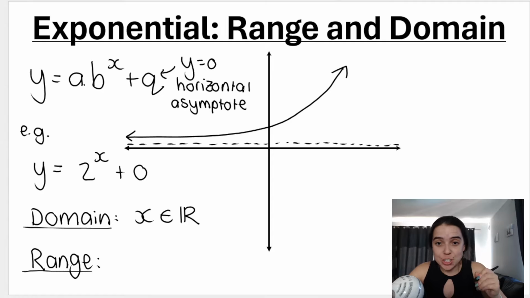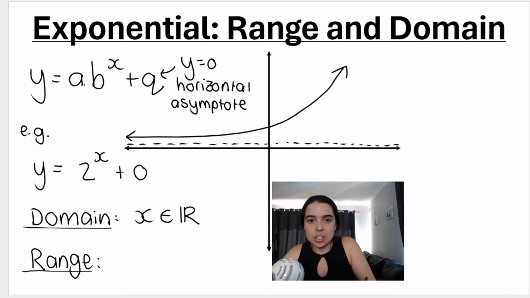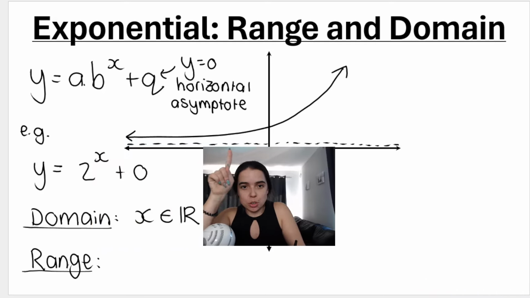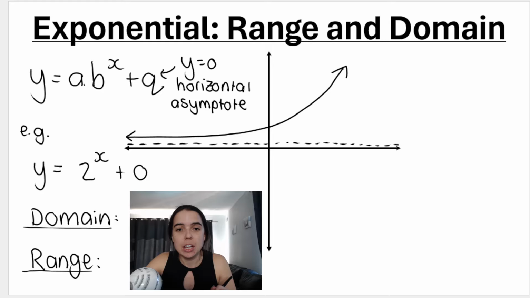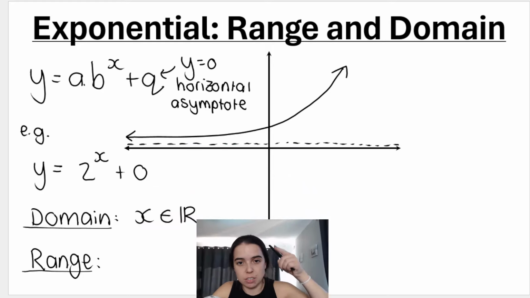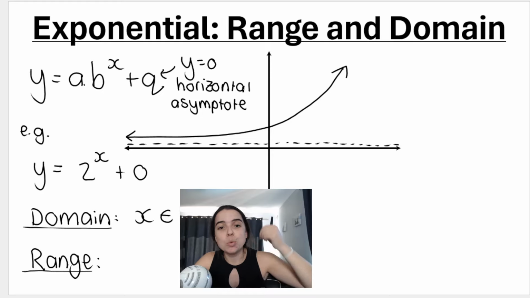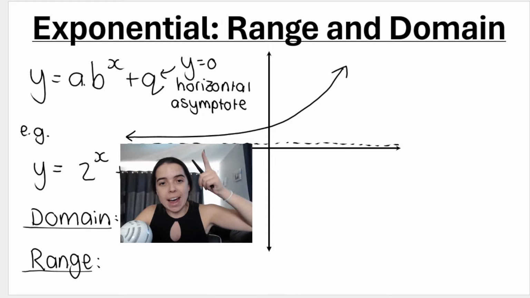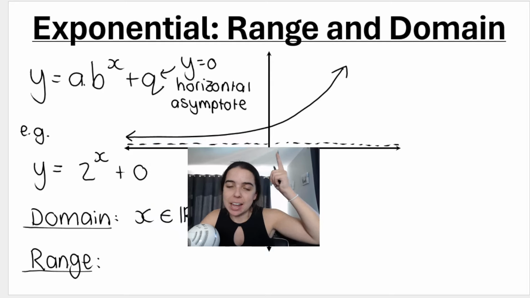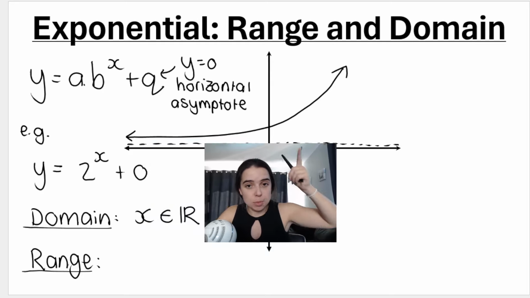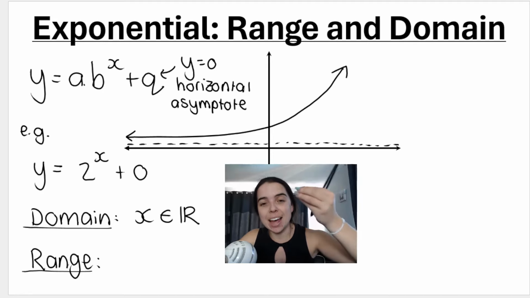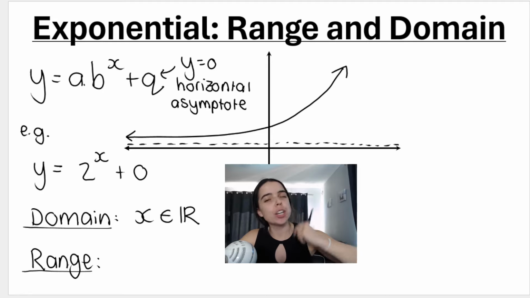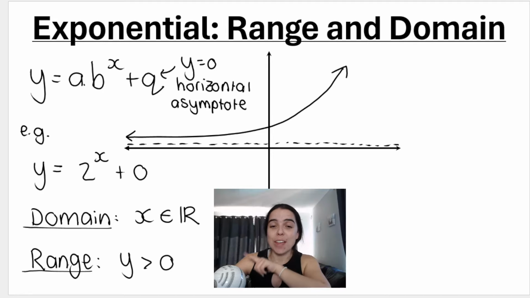Range, however, as you can see in this function, and as we mentioned, there is a horizontal asymptote over here, which prevents the function from going beneath the asymptote. Now, what that means is that there will be no negative y values. So the y values will only be where y is bigger than whatever this asymptote is here. So in this case, the asymptote is at where y is equal to 0. So my y values will only go from where y is bigger than 0, not equal to, just bigger than. So that's how we would write the range.